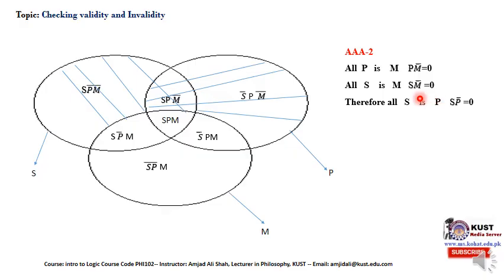Now the conclusion says SP bar is equal to 0. If the class of SP bar is shaded, it means that our argument is valid. If it is not shaded, then our argument would be an invalid one. Now let's see. This is SP bar, which is shaded, but this one has remained unshaded. So it means that these premises do not support this conclusion. In other words, our argument is invalid. Now let's move to the next slide.